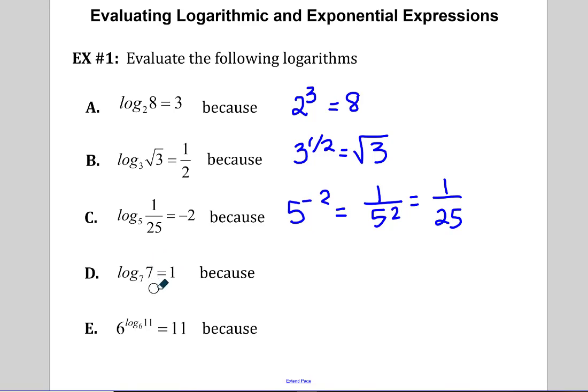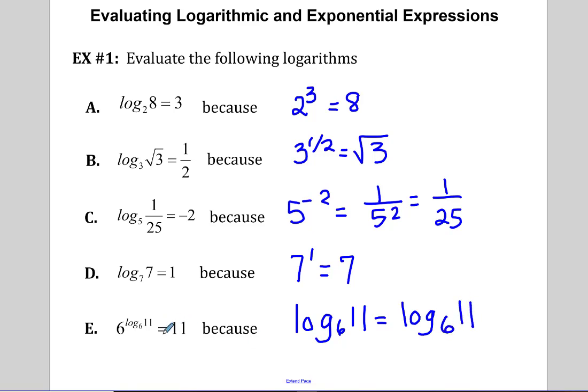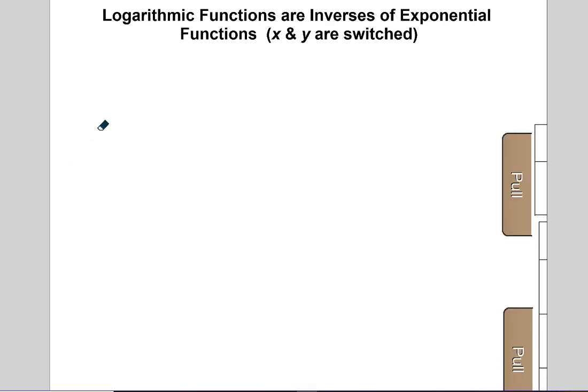7 to the 1 is equal to 7, because 7 to the first power is equal to the number 7. And in this case, log base 6 of 11, the base is 6, the number is 11, so the log base 6 of 11 is 11 because 6 to the 11 is log base 6 of 11. So they all can be translated to a different statement.